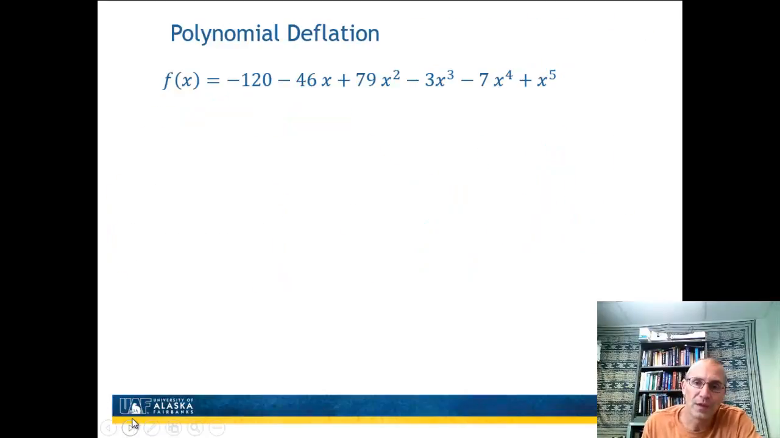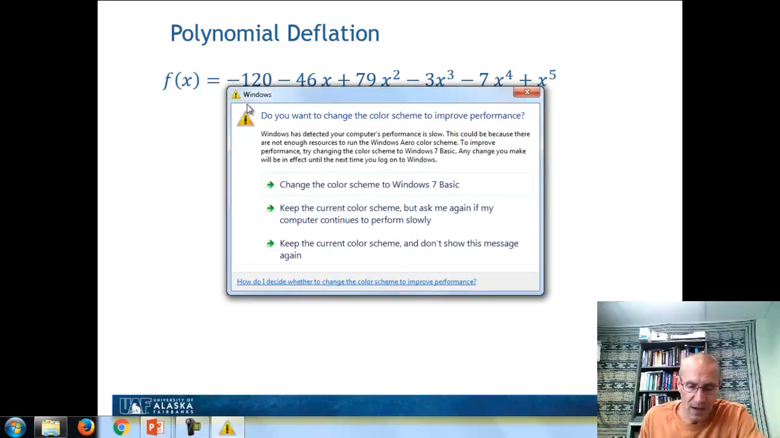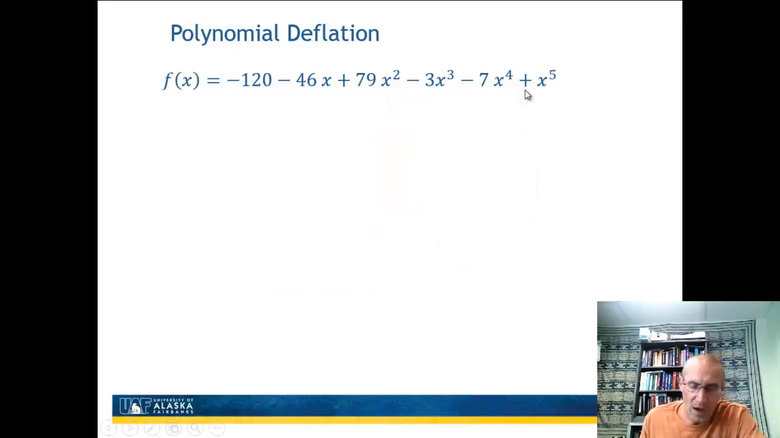Alright, so there's some background on why we care about polynomials, but now I want to talk about polynomial deflation. Here I have this 5th order polynomial f of x, and if I asked you what the roots of this equation are, if I set it equal to 0, it's not really obvious.